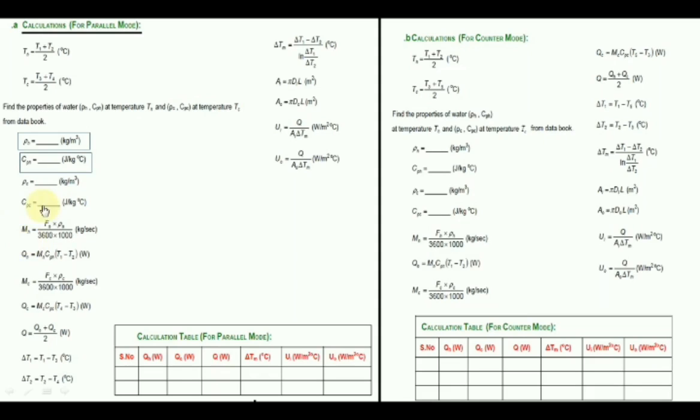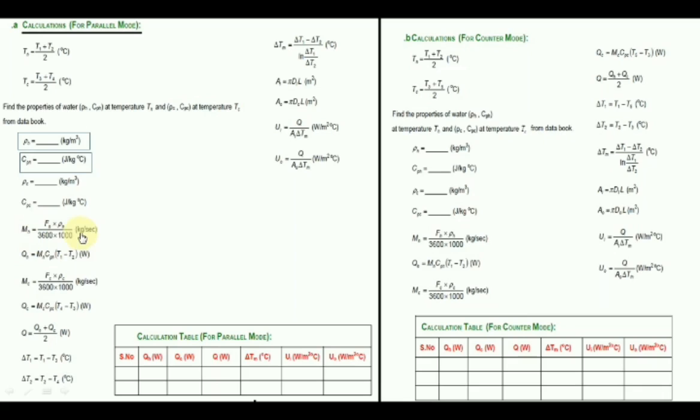We need to multiply the volumetric flow rate of the hot fluid with the density of the hot fluid, and then divide by 3600 and 1000. That is how we will be able to calculate the mass flow rate of the hot fluid, and its unit will be kg per second.